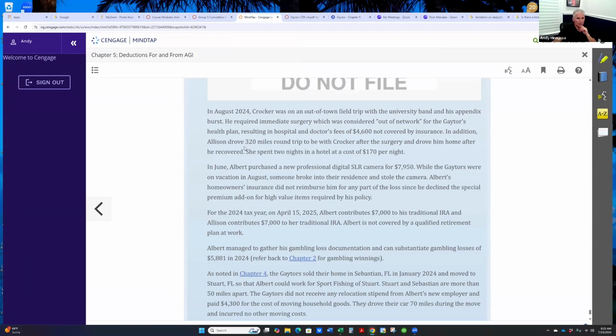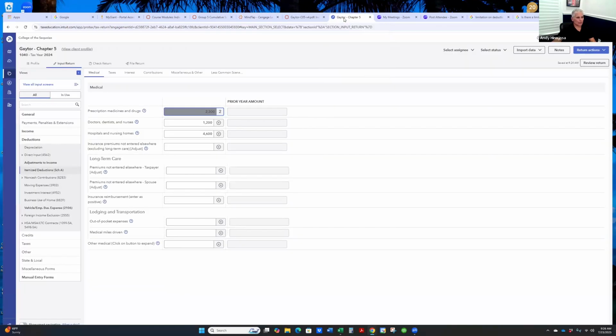In addition, Allison drove 320 miles round trip to be with Crocker after the surgery and drove him home after he recovered. So 320 miles, those are considered to be medical miles. They are also deductible. Now the rate they're going to be deducted at is much lower than the auto rate. It's about half, I believe. We're pretty close to half. It looks like for 2024, it was 21 cents.